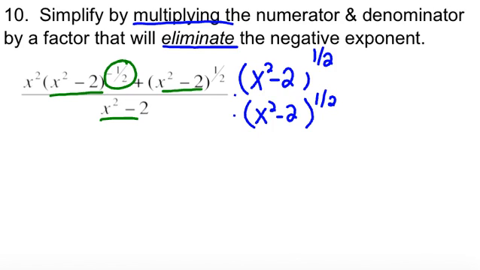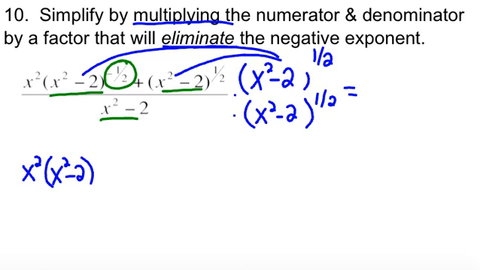Okay, so in the numerator, that means we have to multiply both of these things by it, because there's a plus sign, so we're distributing that. So we still have this x squared. We'll deal with that later. And then we have x squared minus 2. And remember, we're adding exponents. So negative 1/2 plus 1/2 is 0. And remember that anything to the 0 power is just 1. So that really drops out of the problem.